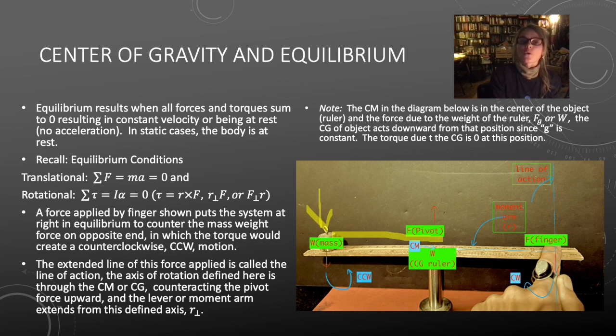The torque from this mass will be counteracted by the torque from my finger, and they will sum to 0. So that produces a rotational equilibrium. In some problems you could adjust the axis of rotation depending upon what you know and don't know in the problem. But in many cases, we like to have that axis of rotation right through the center of gravity point.